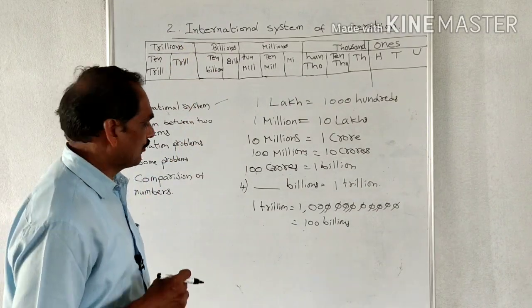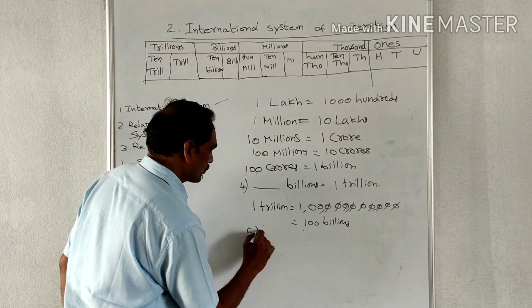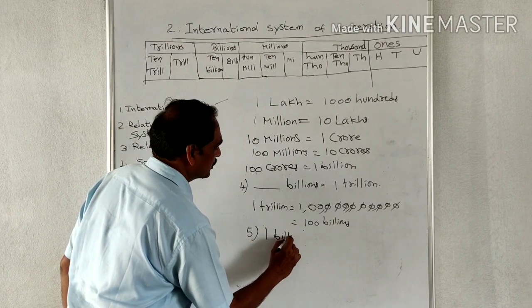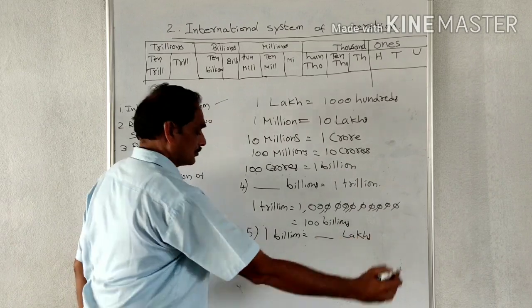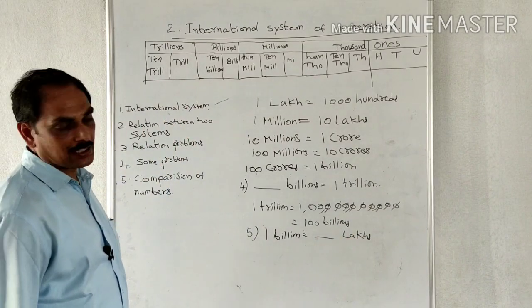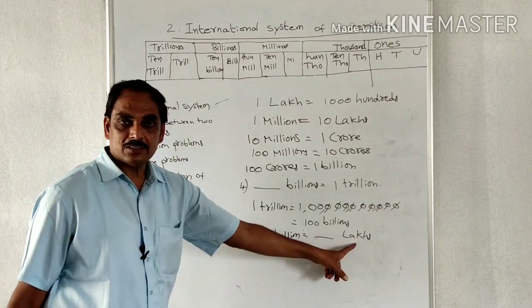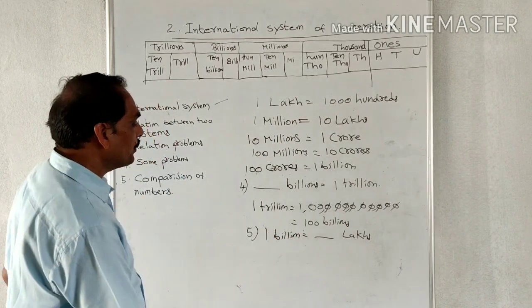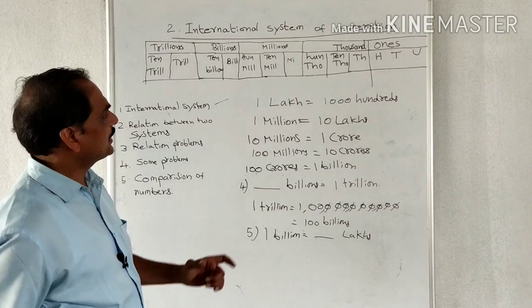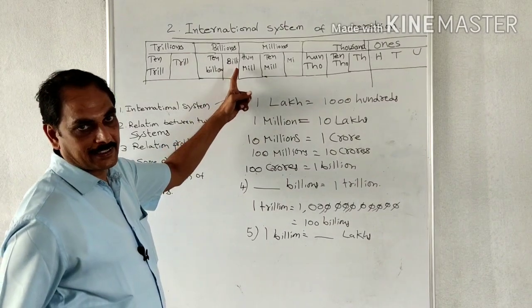Next, 1 billion equal to dash lakhs. So this is the relation between the international and national system, the Indian system of numeration. So 1 billion equal to, already we know that 1 billion is here.